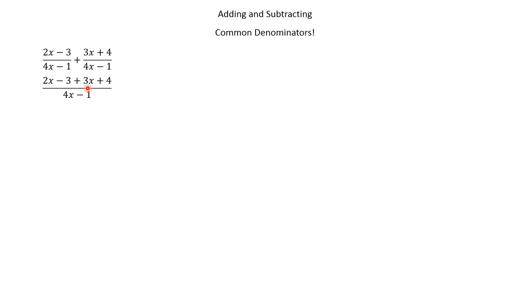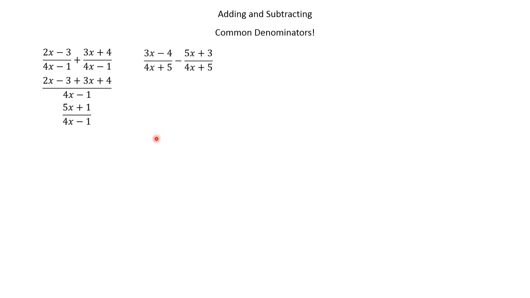At this point, it's just combining like terms. 2x plus 3x is 5x. Negative 3 plus 4 is 1. So we have (5x plus 1) over (4x minus 1). It is possible at this point that it could simplify. It's not going to happen very often with what we're doing, but again, it is possible.